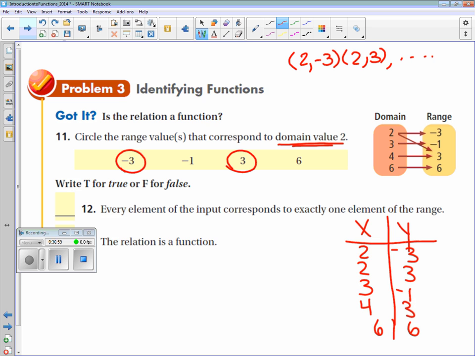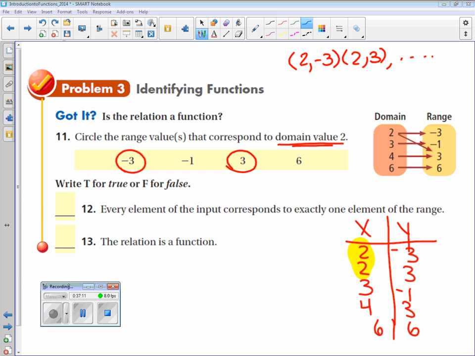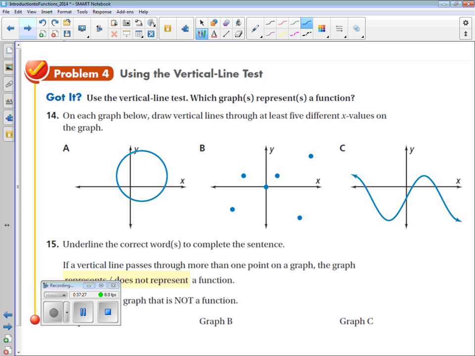Ooh. So is this a function? It is not a function because the x repeats, right? So this is what we would say. It is not a function. True or false? The relation is a function. False. Because now we know what it means to be a function. X can't repeat, and it has to pass the what? Vertical line test if it's a graph. Good. All right, vertical line test. A, function, yes or no? No.